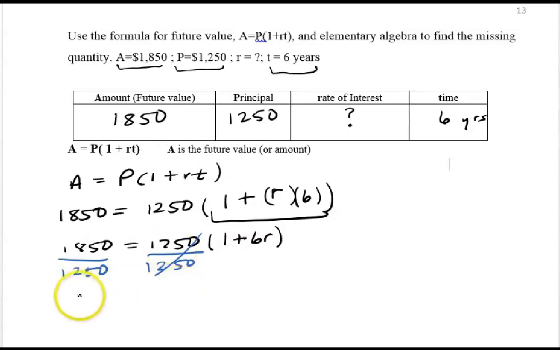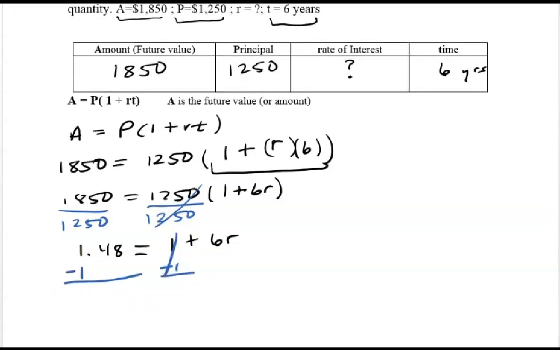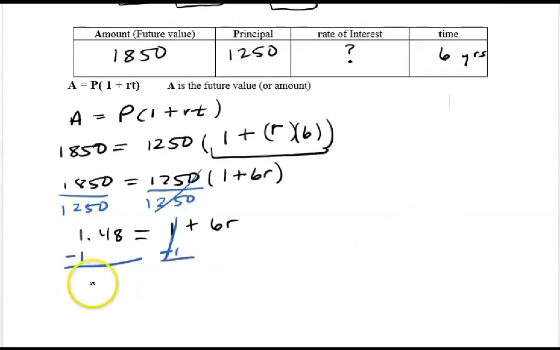After dividing in our calculator, the 1850 divided by 1250, that gives us 1.48 equals the 1 plus 6r on the right. Now I can start to do a little bit more algebra. I'm solving for r, so I'm going to subtract 1 from both sides, 1 from the 1.48. Of course, that just leaves us with 0.48. That equals 6r. Now I can solve for r by dividing by 6.